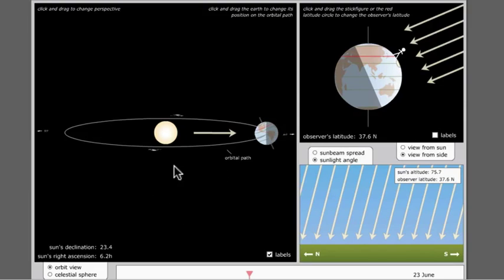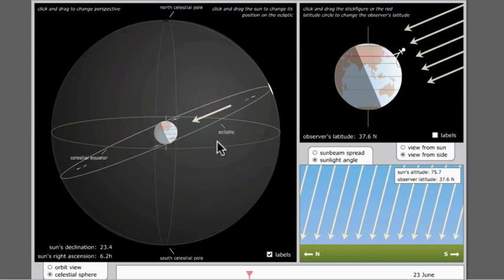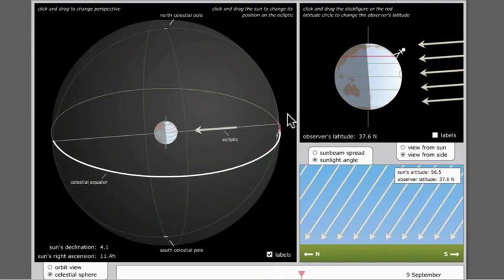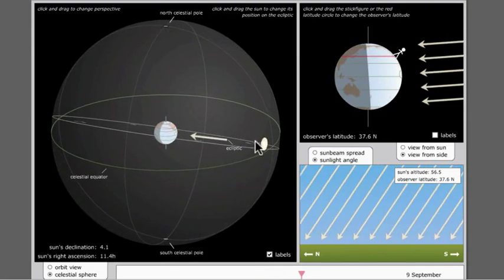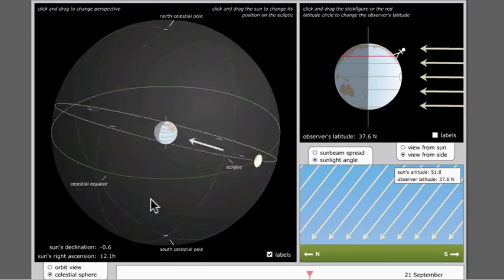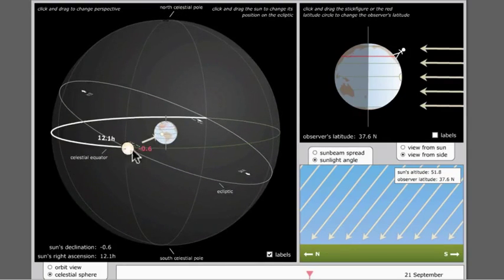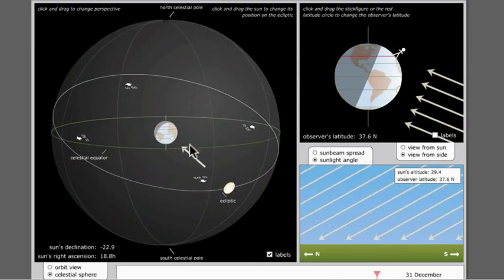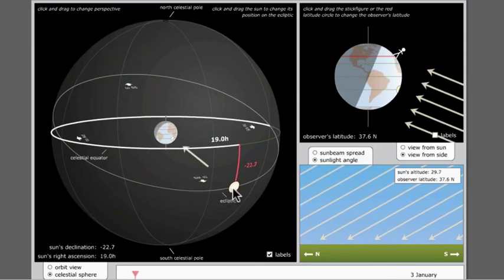And as the Earth continues its orbit around the sun, or equivalently, as the sun continues its path around the celestial sphere, it again reaches an equinox on September 21st, at which point the line separating light from dark passes through both poles. The sun is overhead at the equator, and night and day are of equal length everywhere on the planet. And as the sun continues its path to its December solstice, in December, the sun is as far south of the celestial equator as it gets.